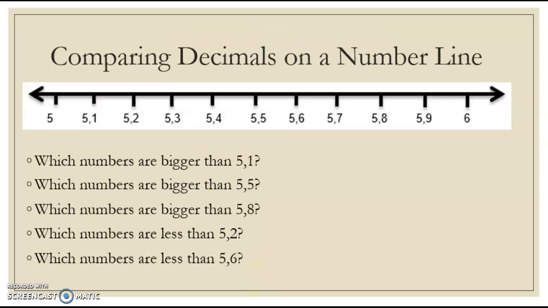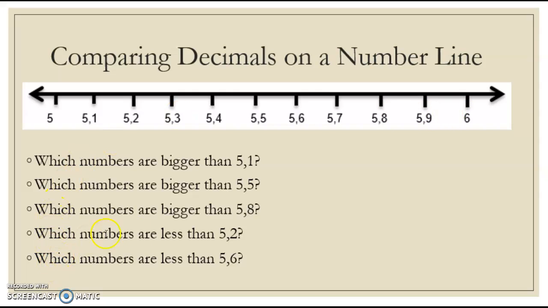Right, next slide. Comparing decimals on the number line. Which numbers are greater than 5,1? That would make it any number after 5,1 to the right. Next question. Which numbers are bigger than 5,5? That would make it any of these decimals to the right of 5,5. Question number 3. Which numbers are bigger than 5,8? So that would be anything greater on the right hand side of 5,8 to the right.